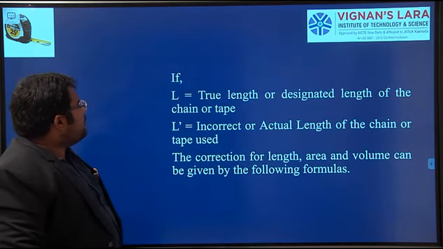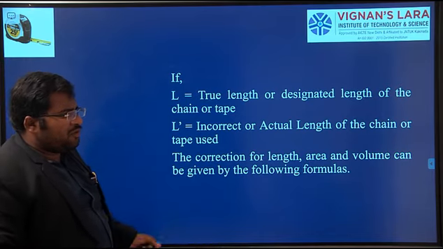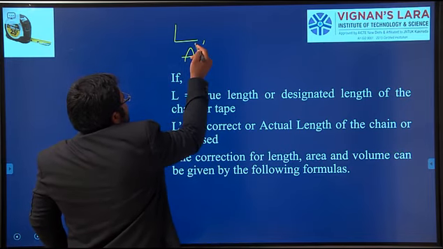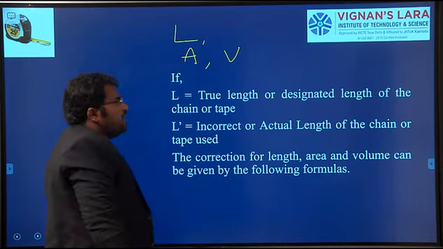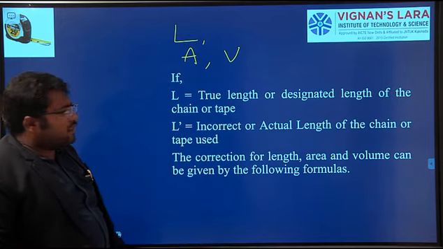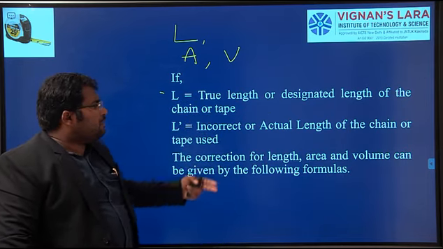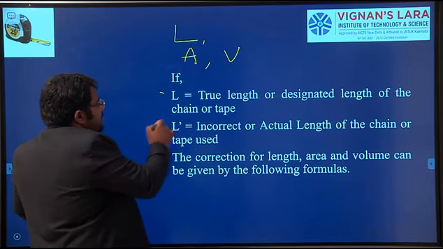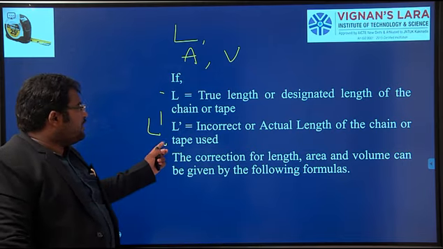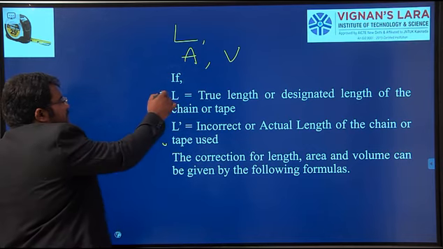Okay, now before going to the formulas, with the help of a chain, we can measure length, we can measure area, and we can measure volume. So here we are going to take some values. L is the true length or designated length of a chain or a tape. L dash is the incorrect one, which may be greater than 20 or less than 20, according to the situation. But L is equal to 20 if I am taking a 20 meters chain.